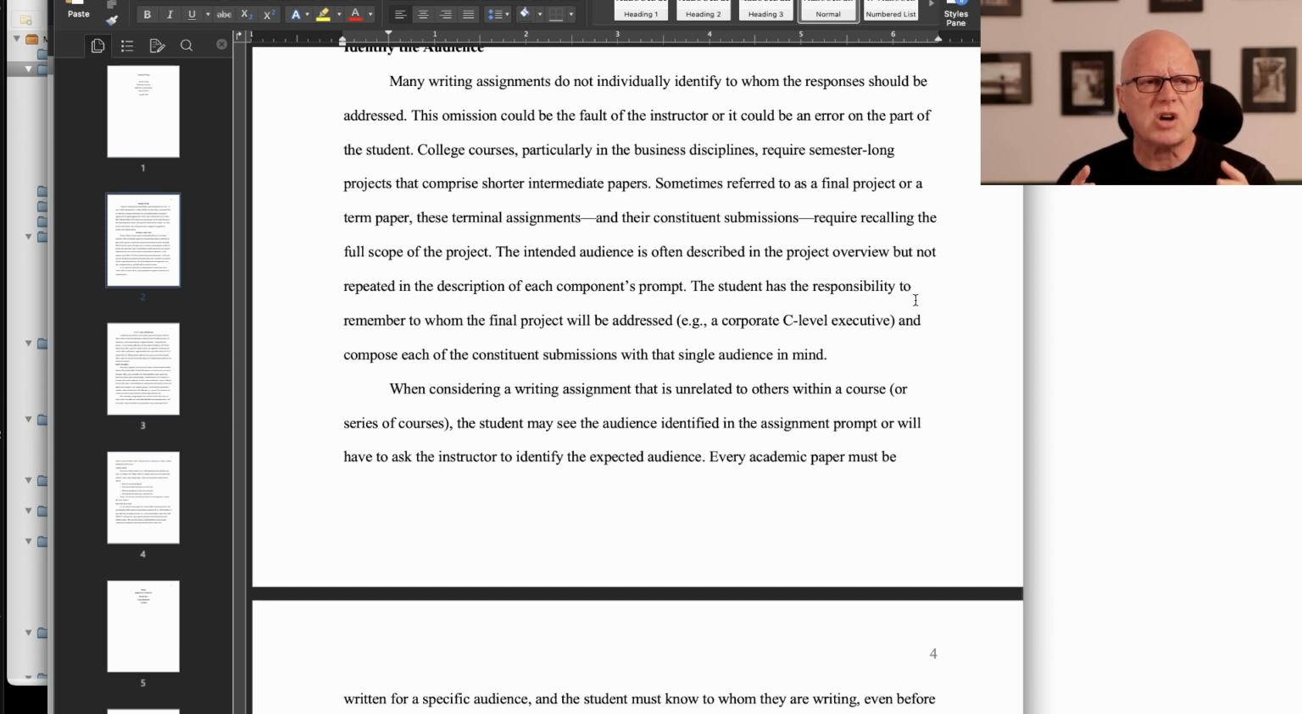When a student is unclear to whom the paper should be addressed, it's really incumbent upon the student, you, to ask your instructor, to whom should I address my paper? Or maybe phrased a different way, for whom should my paper be written? A paper is almost never written with the instructor in mind.